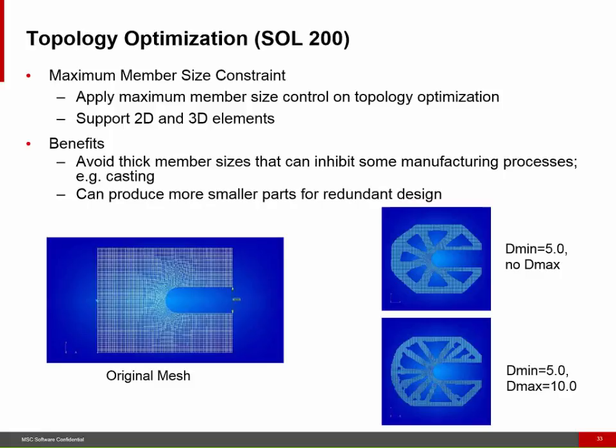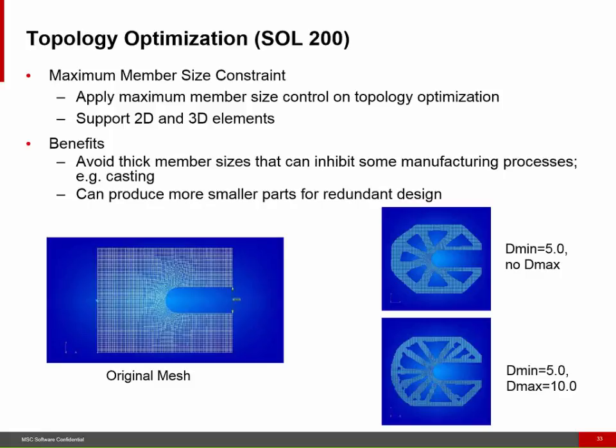Second addition to topology is a maximum member size constraint. So that's in addition to what we already have as a minimum member size constraint. We can now also add the maximum member size. This is useful in some manufacturing methods where you now have the potential to generate a design from the topology optimization that can actually also be manufactured using, for example, casting, where you may have an upper limit on the thickness or the member size of some walls in your structure, for example.